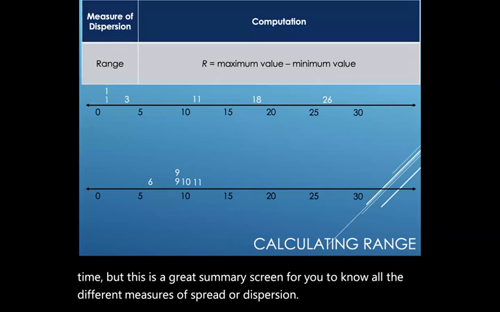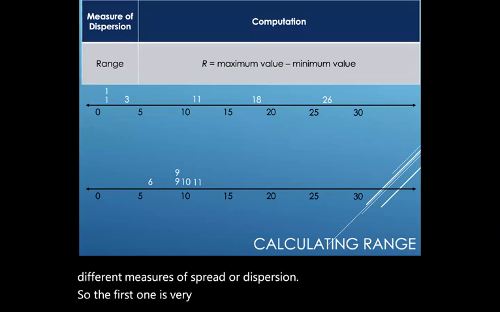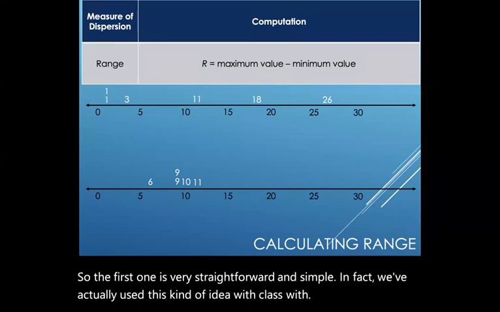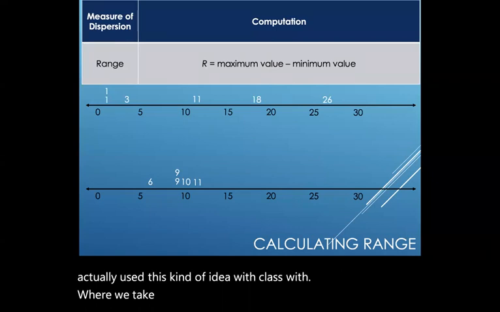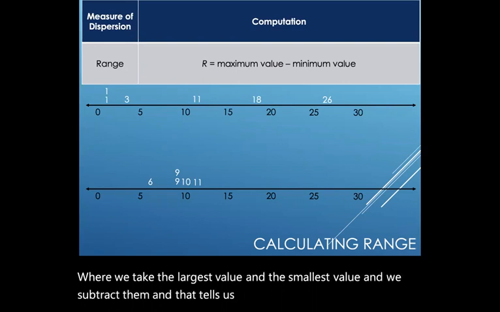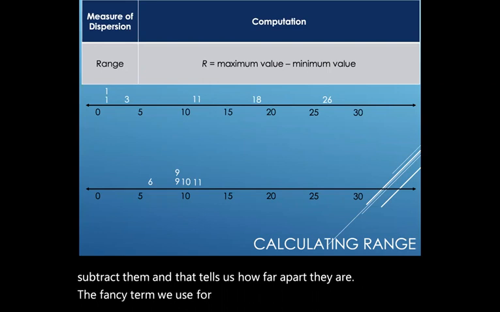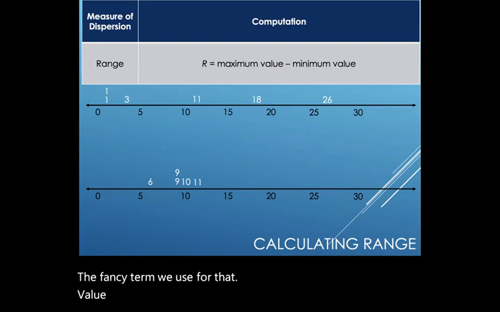So the first one is very straightforward and simple. In fact, we've actually used this kind of idea with class width, where we take the largest value and the smallest value and we subtract them. And that tells us how far apart they are. The fancy term we use for that value is range.